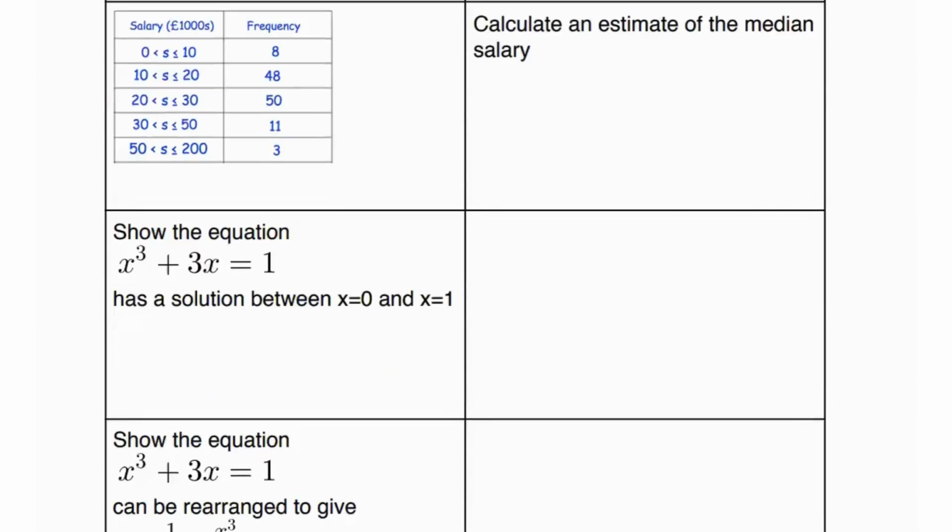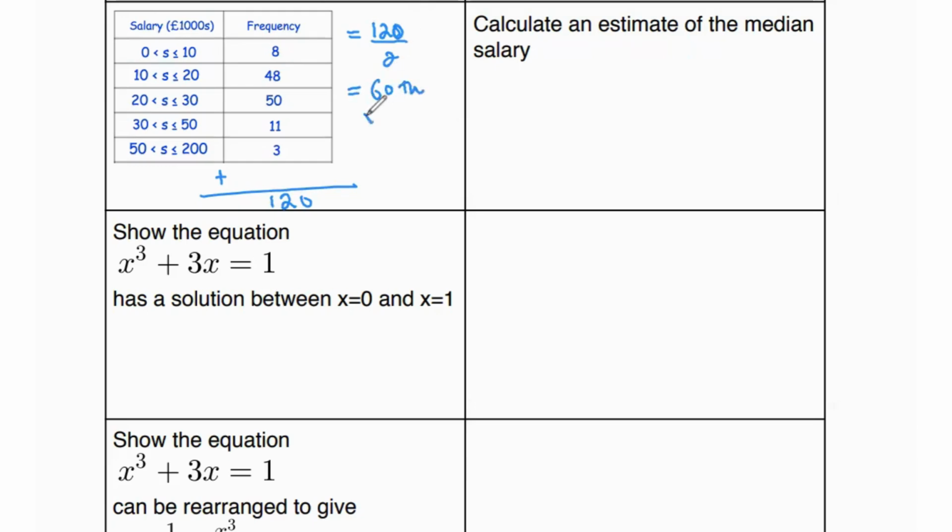Next question says, calculate an estimate of the median salary. As you can see, we have intervals for the salary, and then the corresponding frequency. First, we will add up the frequencies and find the total frequency. When we add this up, we get 120. Now, since we have to find the median value, we divide the total frequency by 2, because the median is the middle value. So 120 divided by 2 is 60.